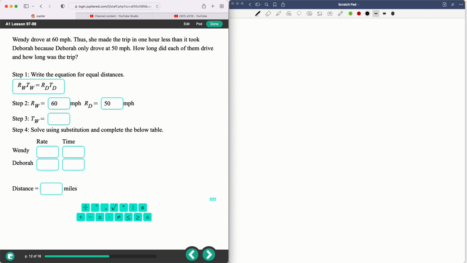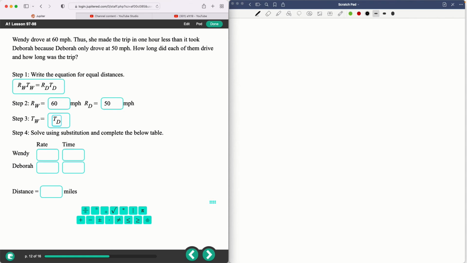The time of Wendy is going to be, she made the trip in 1 hour less than it took Deborah. So it's the time of Deborah minus 1. That's what we have so far. So we can go ahead and fill in the rate of Wendy is 60. The rate of Deborah is 50. We still need to calculate time and then distance. Right? So what we're going to do is we have a substitution value here. We're going to take this equation and write it on our paper.